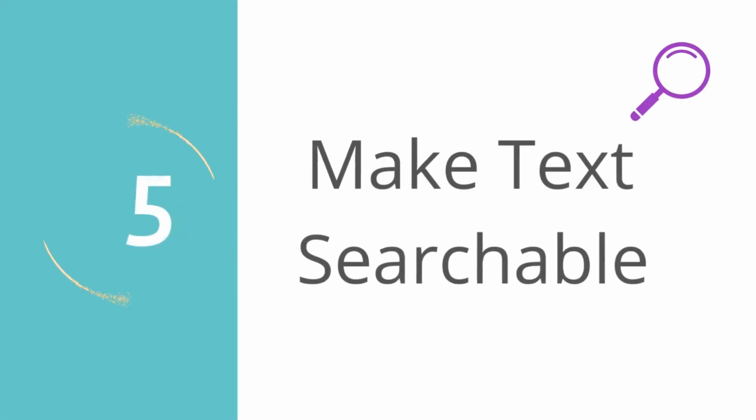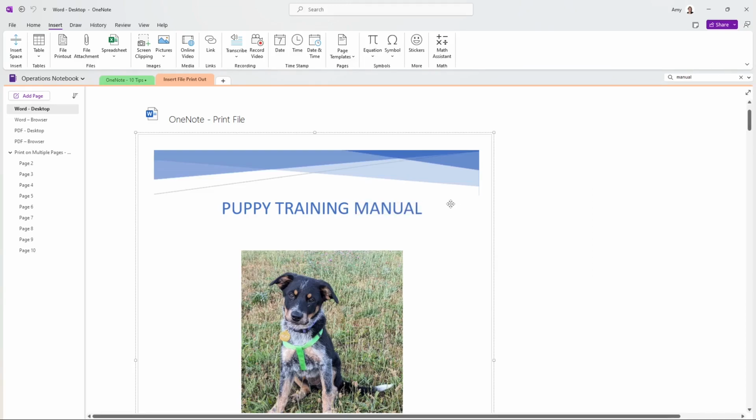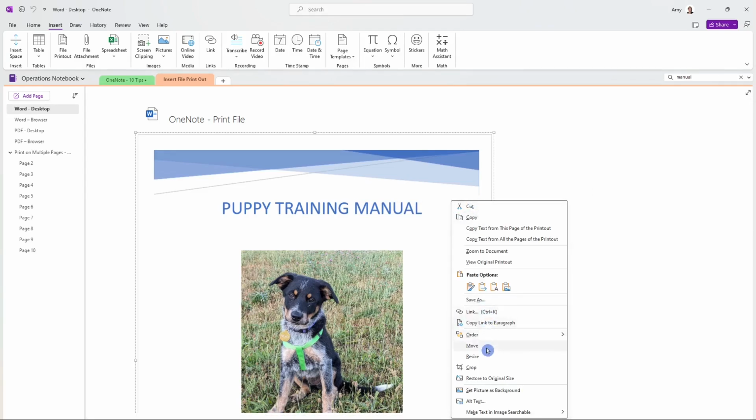Tip number 5 is to make the text in an image searchable. So here you can see that I have this search window open, and I've typed the word manual, and now that is highlighting within this image because it is searching for the text within that image. Now, if we right click on this image, then we can scroll down to the bottom where it says make text and image searchable. So you'll see that it is defaulted to English US, but you can change the languages there, or you can disable it.